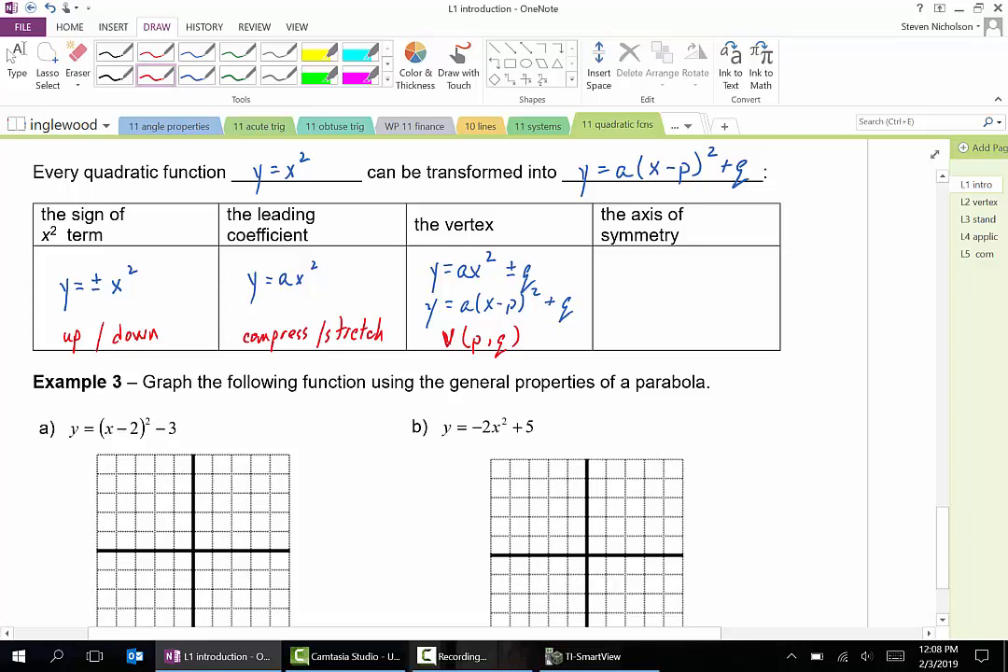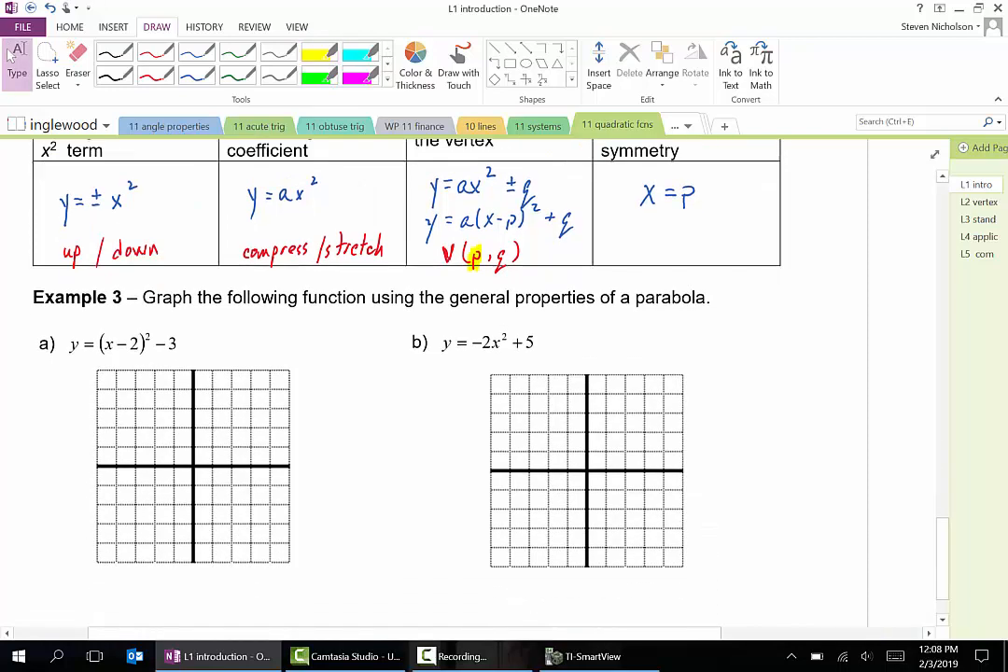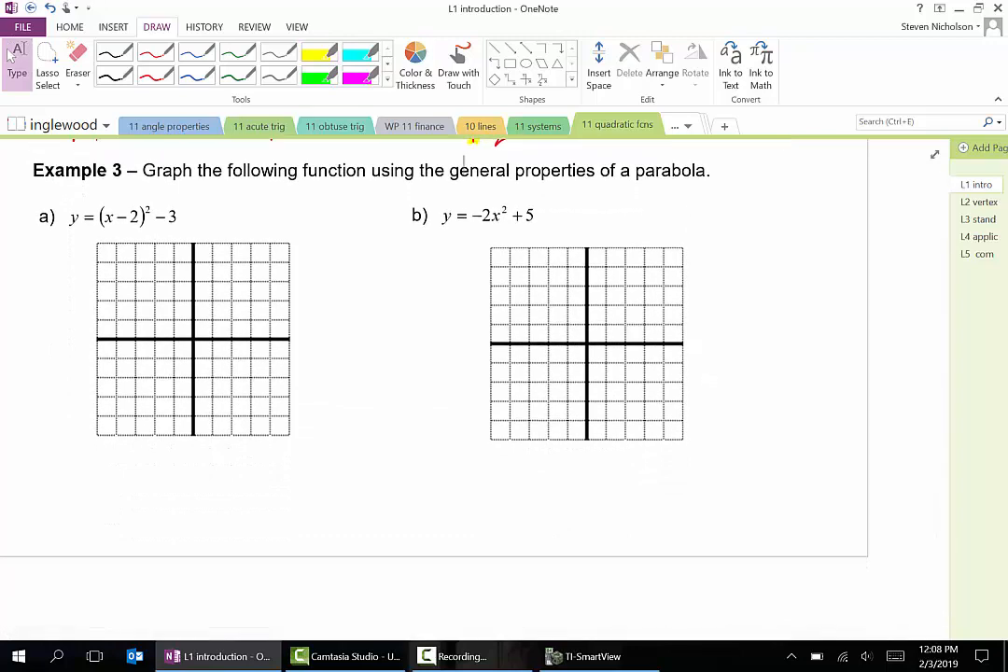And finally, this idea of the axis of symmetry. Well, the axis of symmetry is simply x is equal to the x-coordinate, p, of the vertex. This axis of symmetry is really easy to find, but it's really valuable because, like I said, if you know one coordinate on one side, you know the matching coordinate on the other. So let's look at 2 quick examples that are putting everything together.